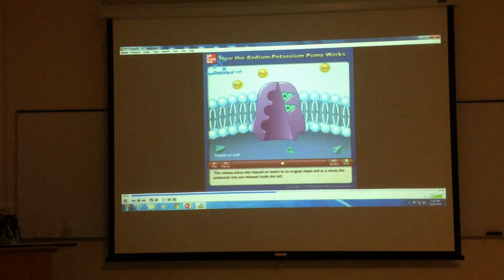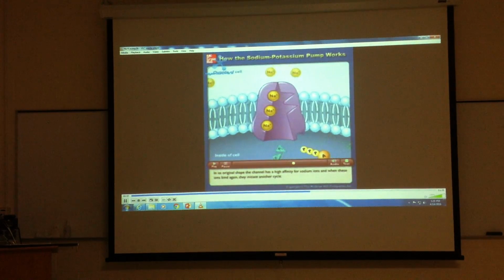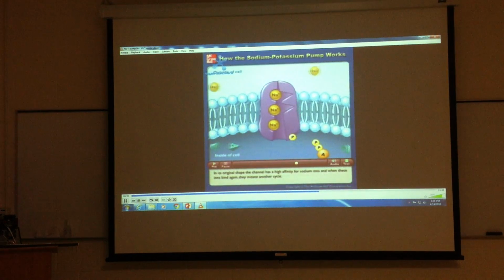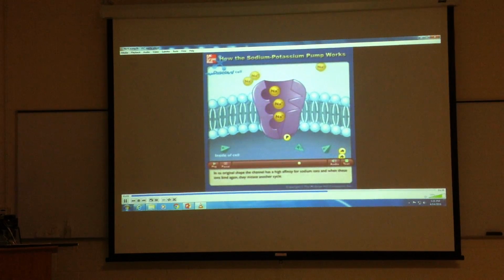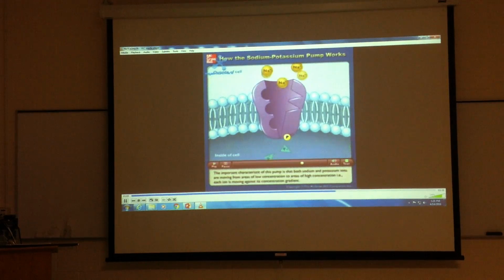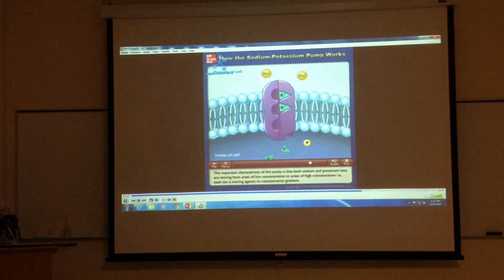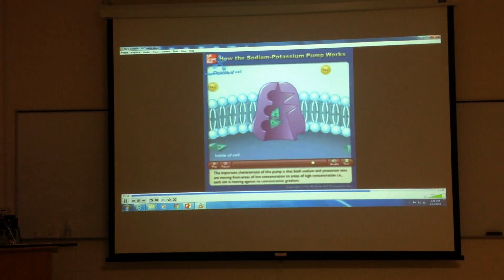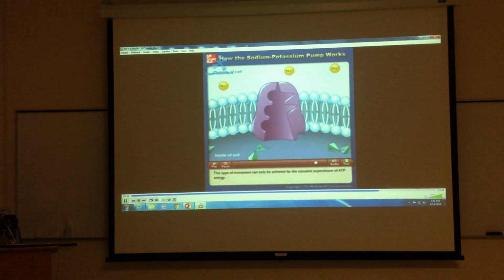This release allows the channel to revert to its original shape, and as a result, the potassium ions are released inside the cell. In its original shape, the channel has a high affinity for sodium ions, and when these ions bind again, they initiate another cycle. The important characteristic of this pump is that both sodium and potassium ions are moving from areas of low concentration to areas of high concentration. That is to say, each ion is moving against its concentration gradient. This type of movement can only be achieved by the constant expenditure of ATP energy.